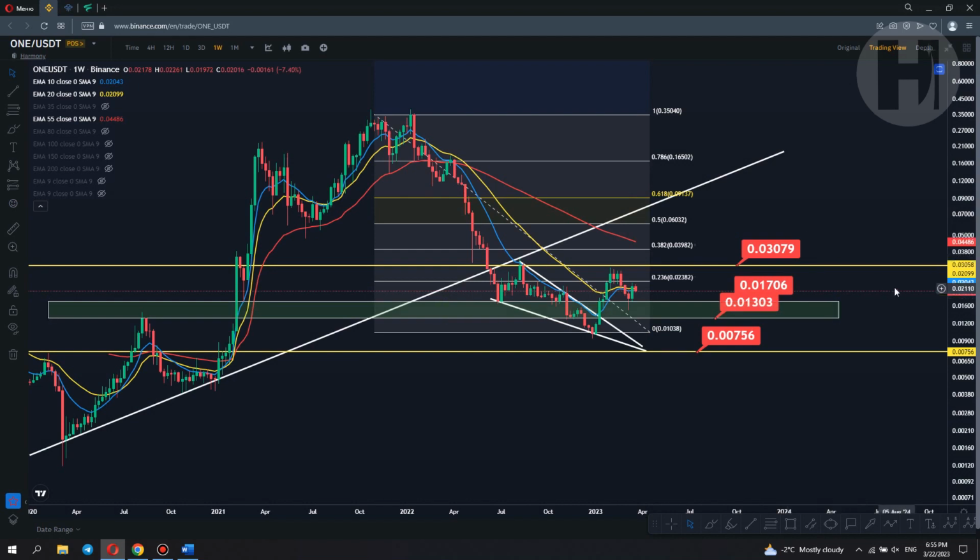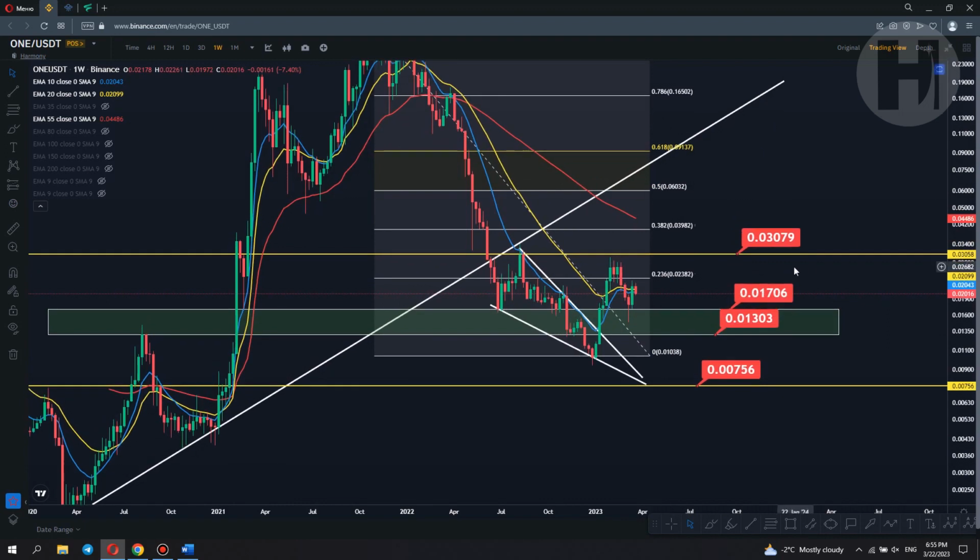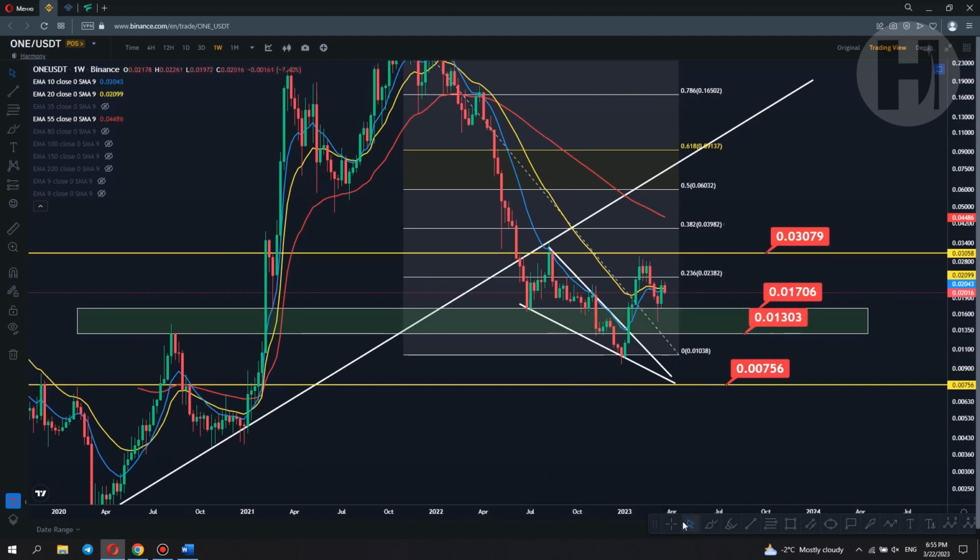Taking a look at the weekly on Harmony against USDT. As you can see, we have a support block between 0.0170 down to 0.0130 cents. And that is going to be a nice dollar cost averaging area for us. And this is based off of this swing low that we printed in July of 2022 and this swing high that we printed in August of 2020.